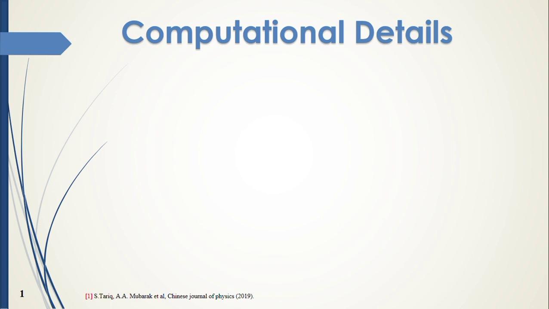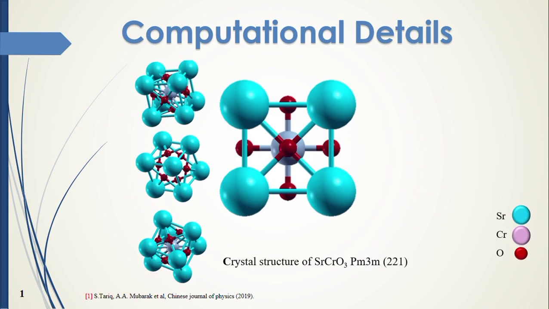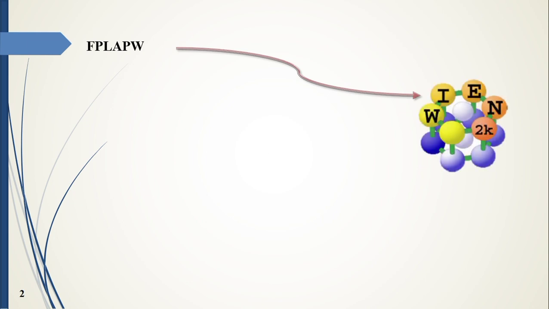The cubic Pm3m, with space group number 221, geometry of the crystal structure for strontium chromate perovskite was considered with the experimental lattice parameter equal to 3.82 angstrom. The full potential linearized augmented plane wave (FP-LAPW) method was used for the geometry optimizations and electronic structure calculations by using the Wien2k code. The tetrahedron method and the complete Brillouin zone with 1000 k-points was used for integration.